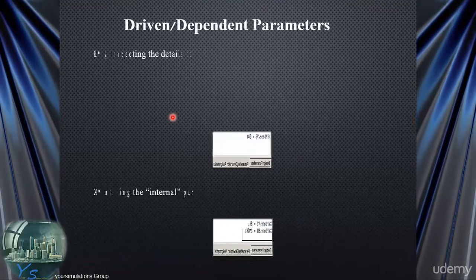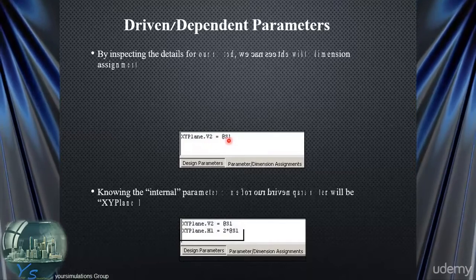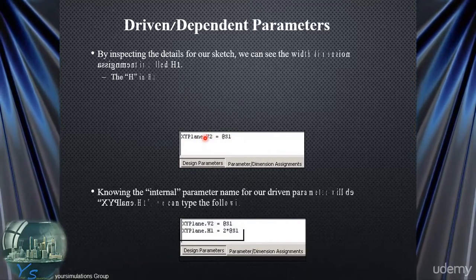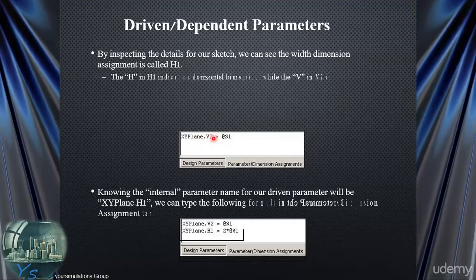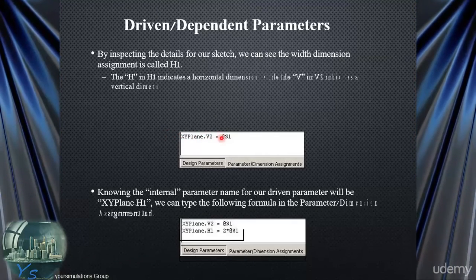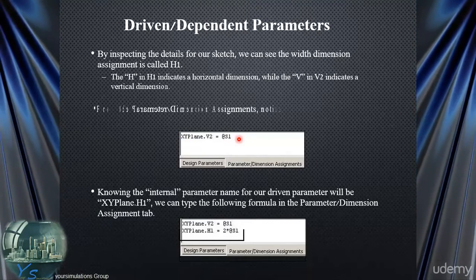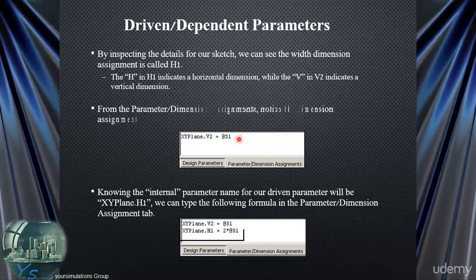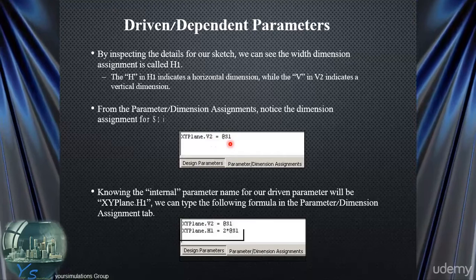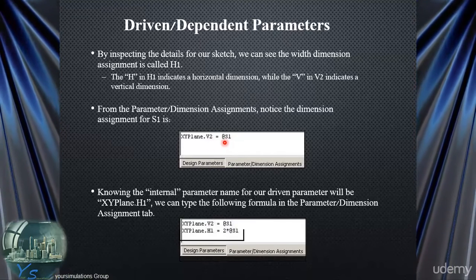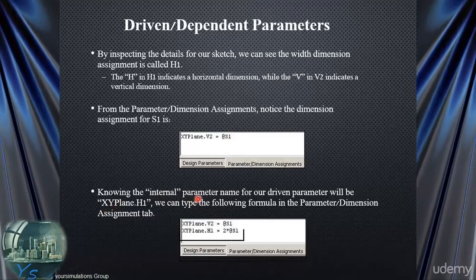So we know that the H, as in H1, which is a subsequent part of the format of the internal name for the parameter, indicates the horizontal dimension, and the corresponding V in V2 is associated with the vertical dimension. And from the parameter dimension assignments, we note that xy plane.v2, the vertical value, is equal to the S1 input parameter.